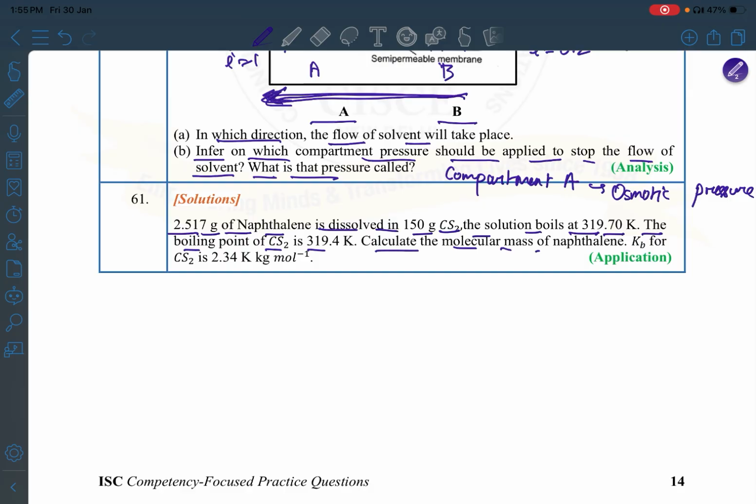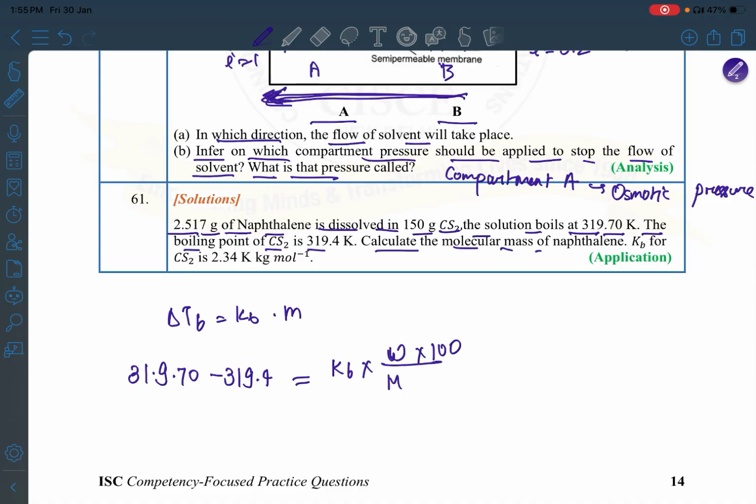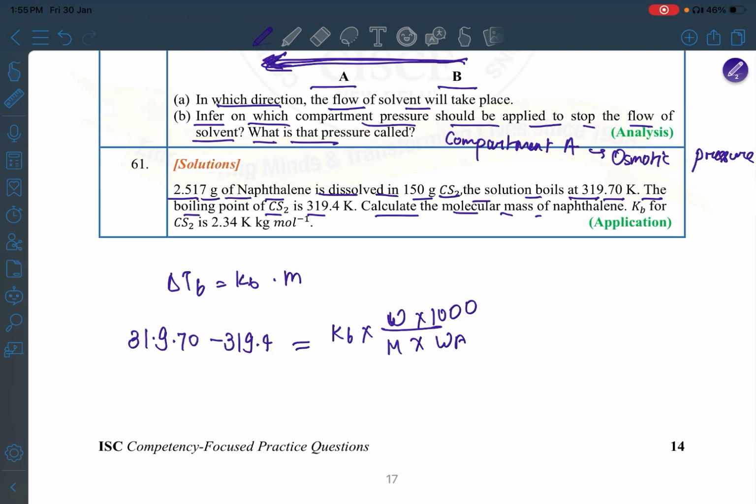Calculate the molar mass of naphthalene. Kb of this is 2.34. So the formula is delta Tb equals Kb into m, that is the elevation in boiling point, which is 319.70 minus 319.4 equals Kb into m. Here m is the given weight of solute upon molecular mass of solute multiplied by 1000, and here the molecular weight of solvent.